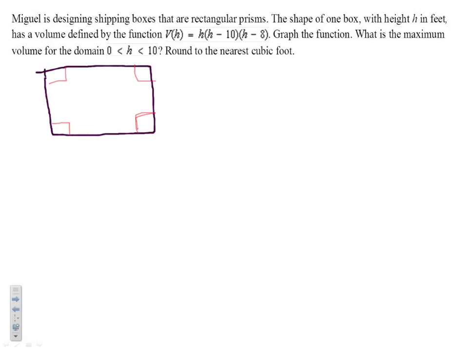Okay? And so the height of the box is h, right? And then the sides are, this is 8, and then this side is 10.